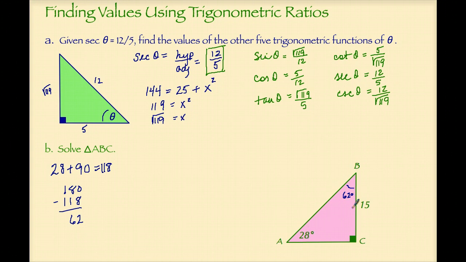Now let's solve for one of the sides, and we can start with the hypotenuse, which I'll label small letter c.